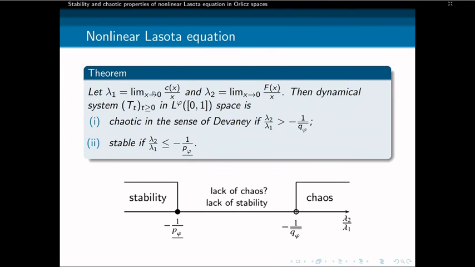If we have lambda 1 and lambda 2 defined by the following limits, and we consider the quantity lambda 2 over lambda 1, then for the dynamical system T we have two critical values, and we have chaos in the sense of Devaney on the right-hand side of the first critical value, and stability on the left of the second critical value. We can also transfer the remark about the lack of stability, and the lack of proof of the lack of chaos for the dynamical system generated by the nonlinear equation is still open.